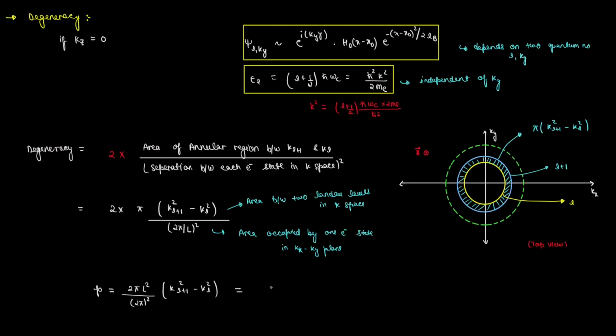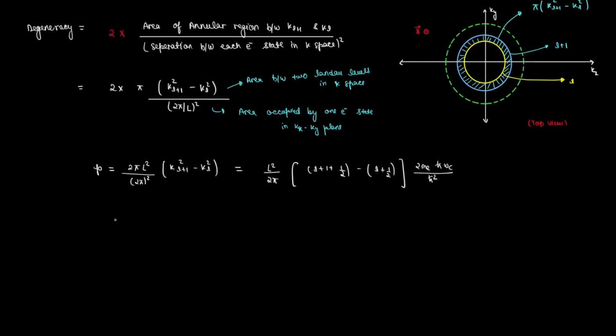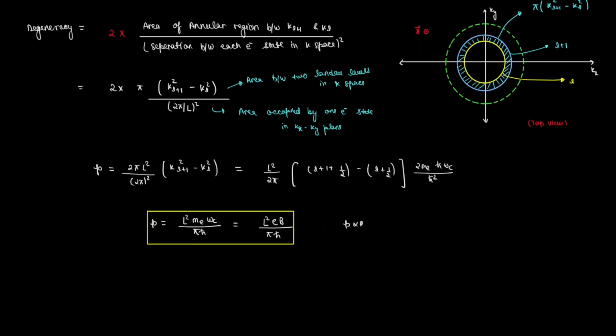So therefore the degeneracy will be given by, and the simplification will give L² m_e ω_c divided by πħ, which will be equal to L² eB divided by πħ. So therefore the degeneracy of Landau levels is proportional to the magnetic field value.